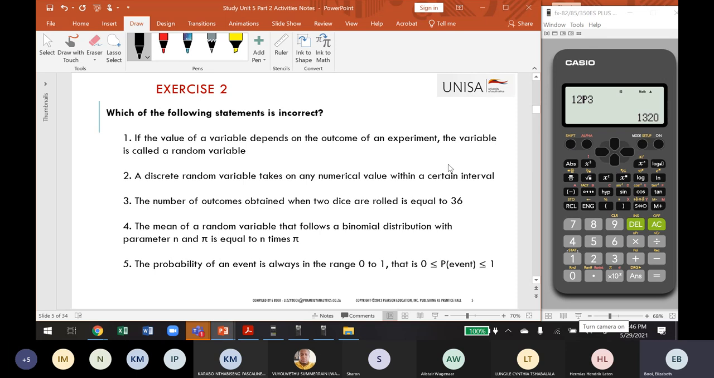So one of the questions is this. Which one of the following statements is incorrect? One, if the value of a variable depends on the outcome of an experiment, the variable is called a random variable. Is that true or false? Is it correct or incorrect? Is number one correct?